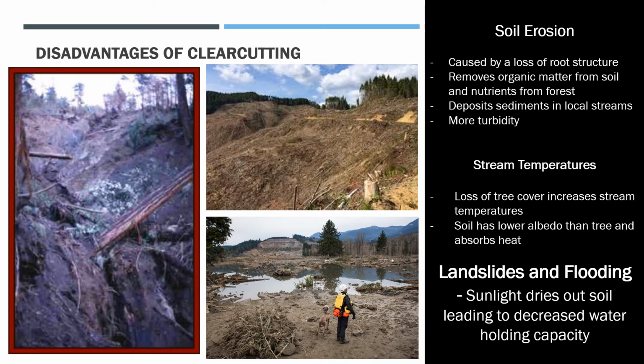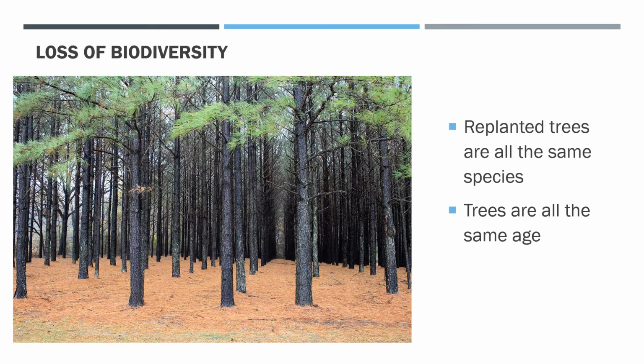Another disadvantage is landslides and flooding. So the sunlight, again, is directly hitting that soil, and because of that lower albedo, it dries out the soil and it leads to a decreased water holding capacity, meaning it's no longer holding that moisture inside the soil, it's getting held on the top and flooding or creating landslides.